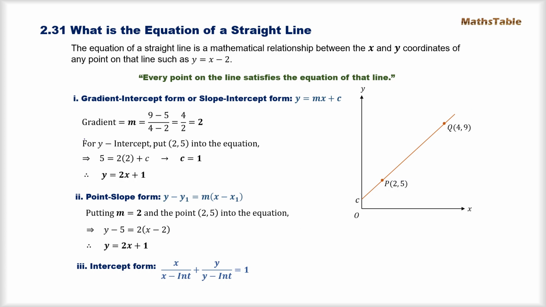So for now, we have calculated the equation of a straight line using the two most commonly used methods. One is the gradient or slope intercept form, and second, the point slope form.